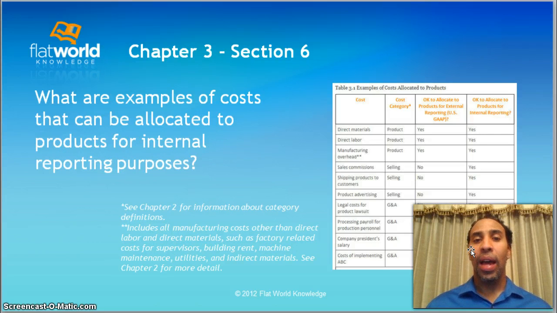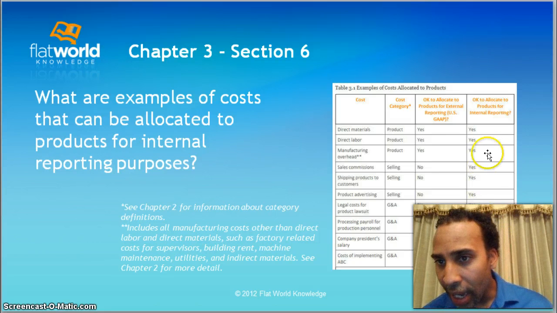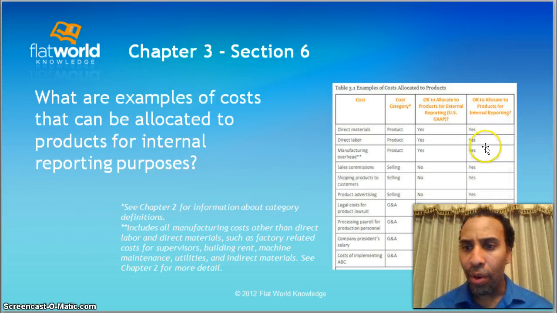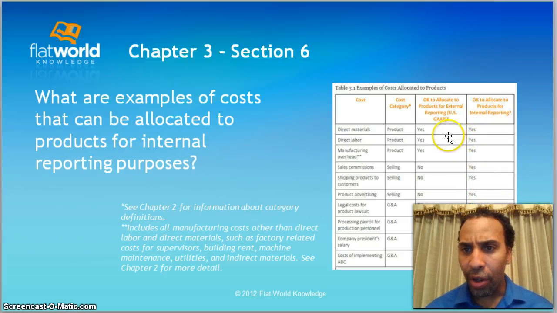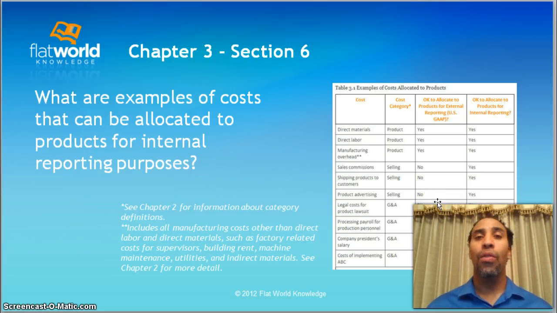So what examples of costs can be allocated to products for internal reporting purposes? If you see down this line, yes, to allocate to products for internal reporting, it's all yes because this is the managerial accounting side. But if you look over here on the generally accepted accounting principles, you'll see that you only have yes for direct materials, labor, and manufacturing overhead. Everything else is no because you're not allowed to apply that to a product for outward reporting.